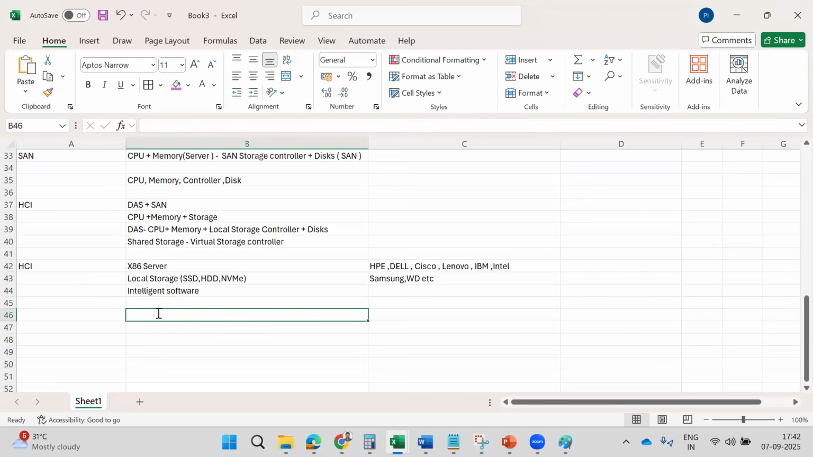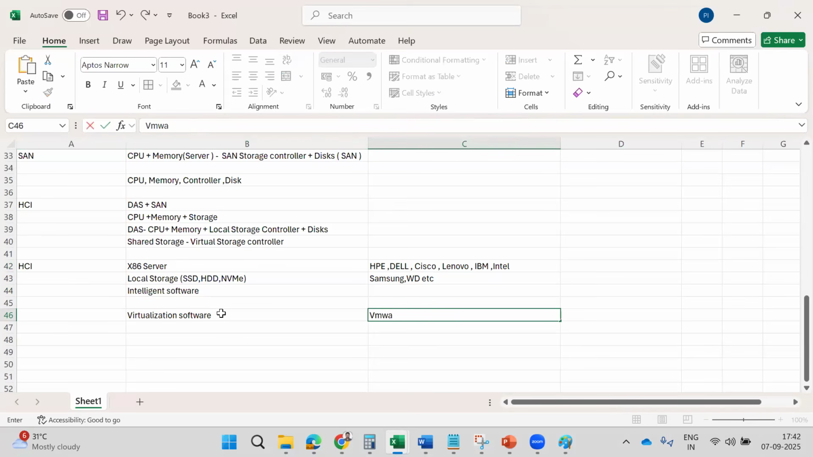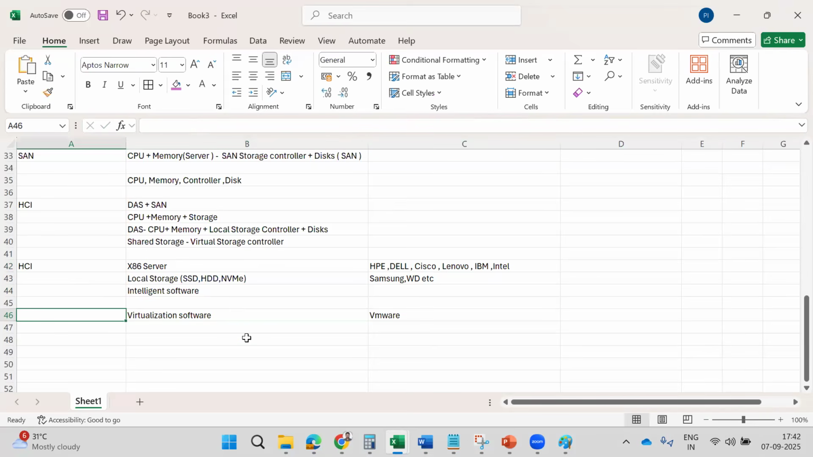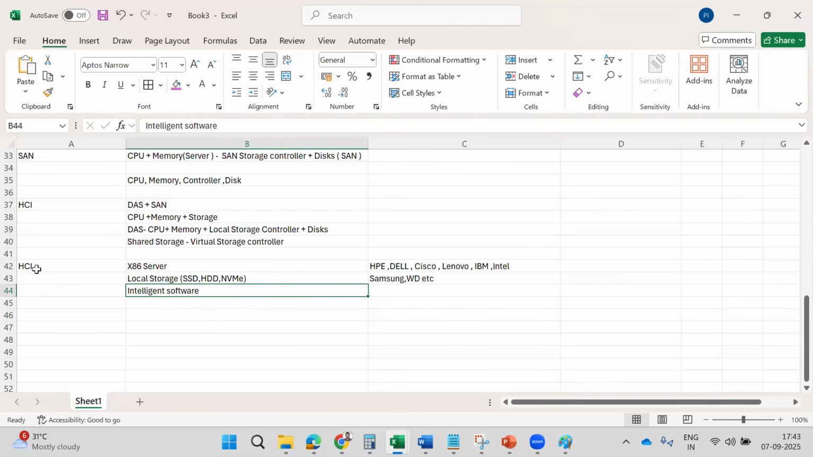So if I say the virtualization software, if you take VMware, then VMware is your virtualization vendor, right? If you buy Hyper-V, Hyper-V is going to be your virtualization vendor. From Microsoft, I download a software called Microsoft Hyper-V. If my vendor is VMware, I'll buy VMware ESXi as a software from the VMware site. Likewise, I have an intelligent software from an HCI company.